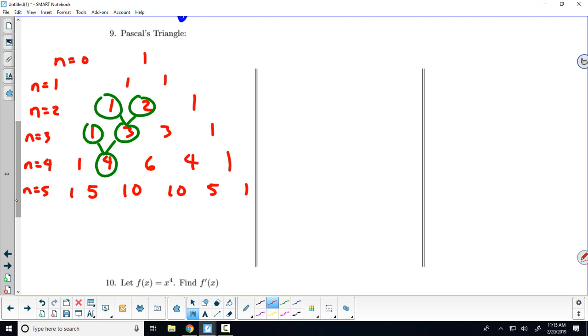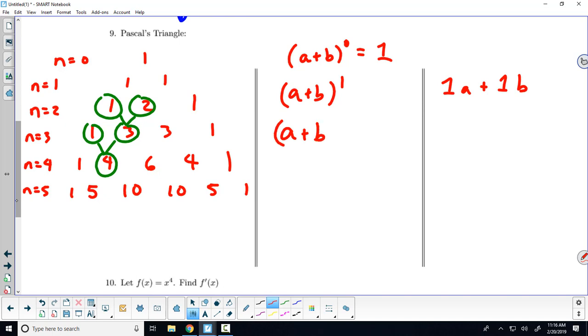Anyway, if I take a plus b to the 0th power, what does that give me? What's anything to the 0th power? 1. If I take a plus b to the 1st power, that gives me just a plus b, right? I'm going to write that as 1a plus 1b.